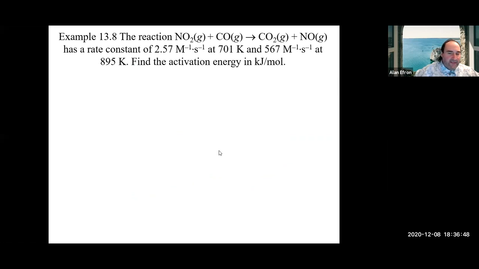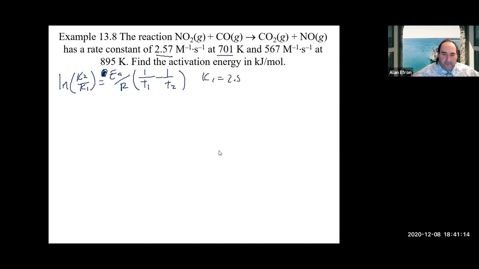We want to find the activation energy here in this situation. So see what you come up with. You really can label whatever ones you want, whichever ones or twos. Most of the time, people just go kind of in order. So we'll call this K1, which is 2.57. We'll call T1 701. K2 is 567, and T2 being 895. Our temperatures are already in Kelvin, so we're good to go.